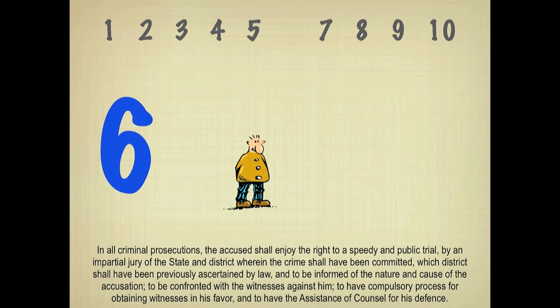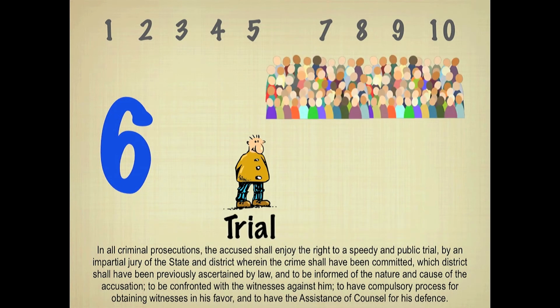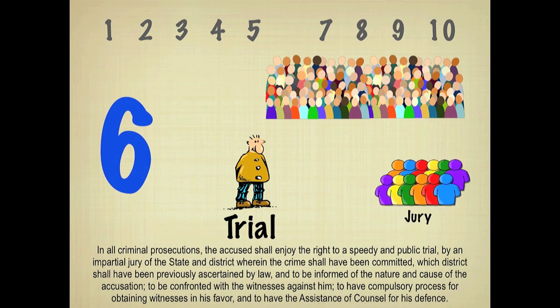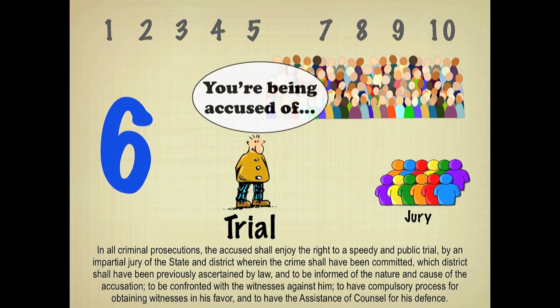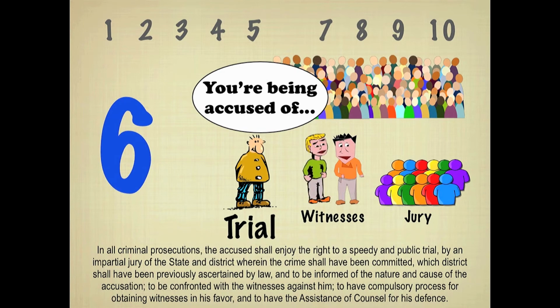The Sixth Amendment deals with criminal prosecutions. An accused person has the right to a speedy and public trial by an impartial jury where the crime occurred. An accused person also has the right to know the charges against him or her, the right to confront witnesses, the right to present his or her own witnesses, and the right to have a lawyer defend him or her.